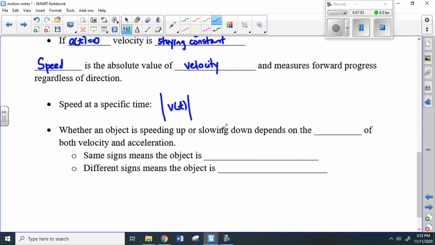But if I want to know if an object is speeding up or slowing down, that depends on the sign of both velocity and acceleration. If they have the same signs, the object is speeding up, so speed is increasing. And if they have different signs, the object is slowing down. That's the same thing as saying the speed is decreasing. All right, so now let's put some of that to work and look at some problems on particle motion.